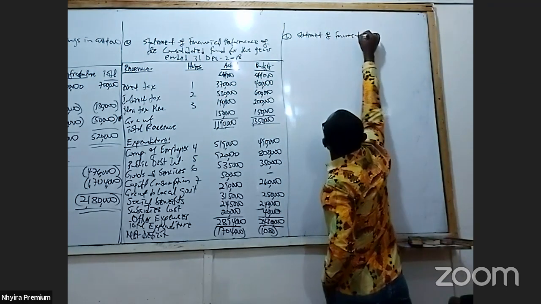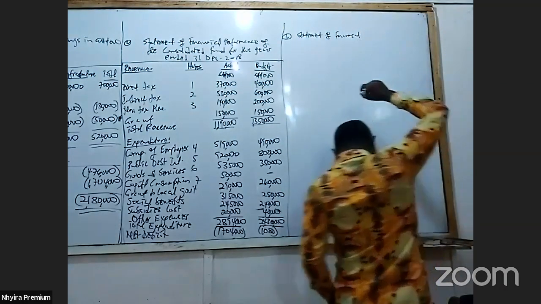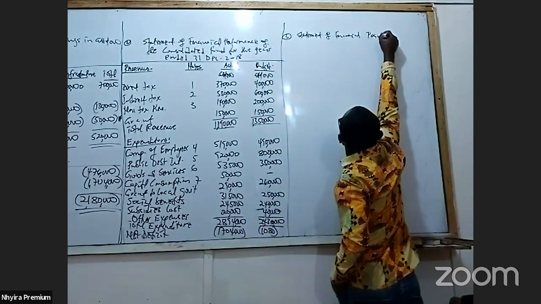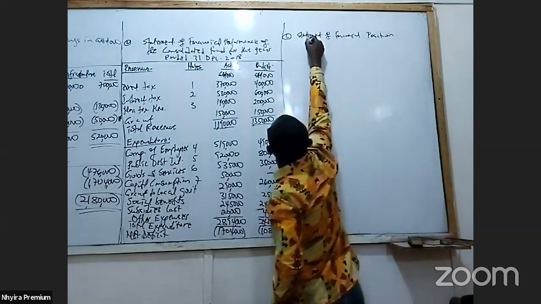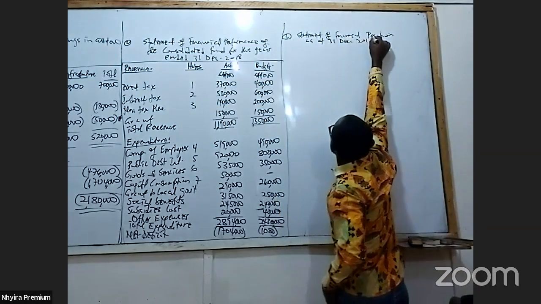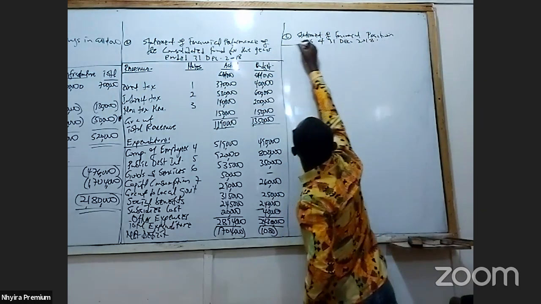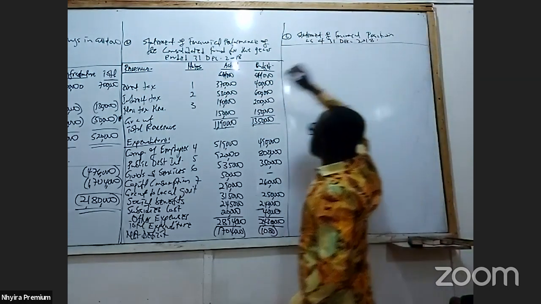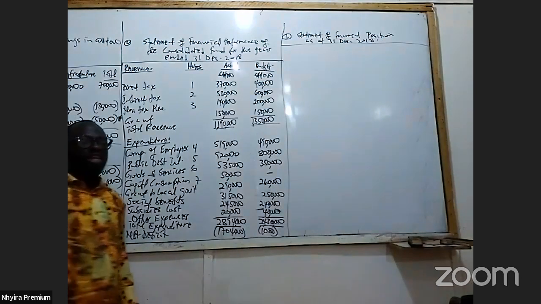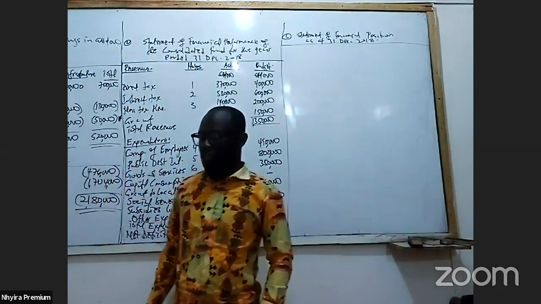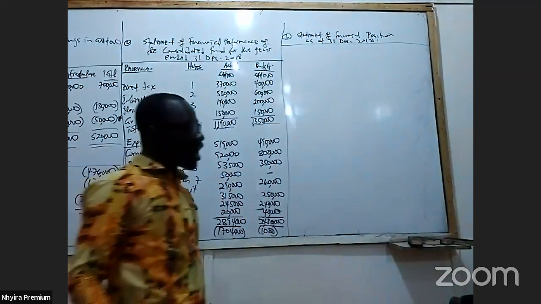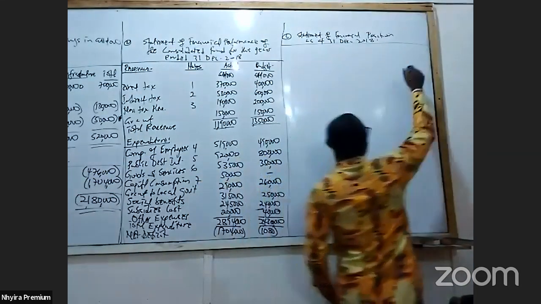So, the statement of financial position as at 31st December 2018. In the statement of financial position, still working in thousands, we're going to work with two cash columns, and then we go away.